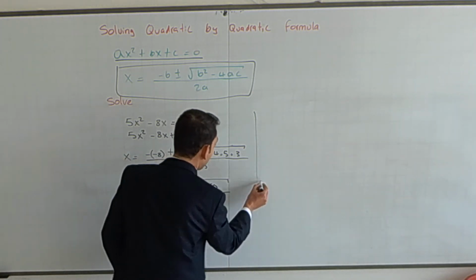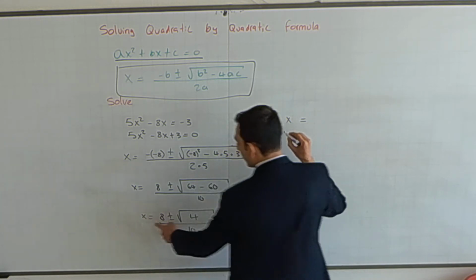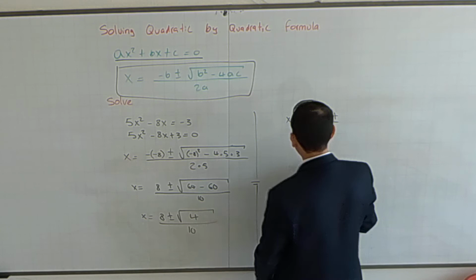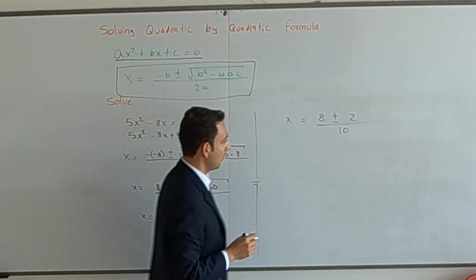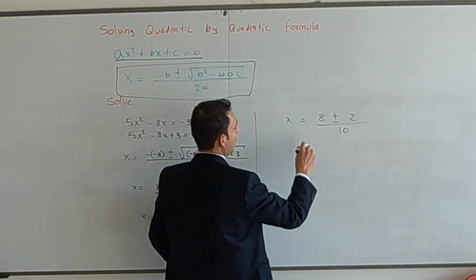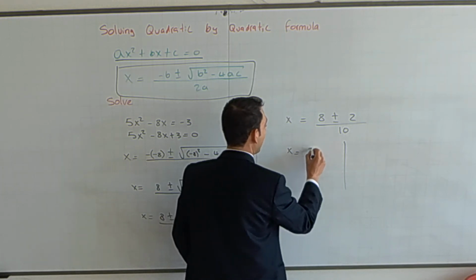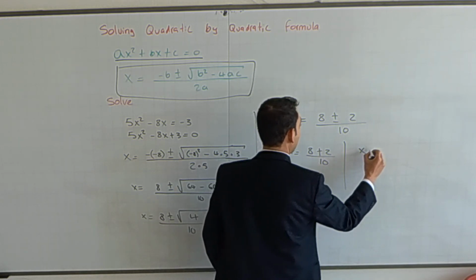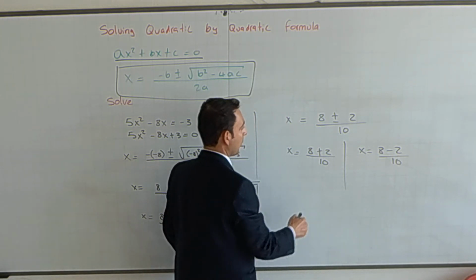Now let's continue in this part. Then x is going to be equal to 8 plus and minus the square root of 4, which is 2, and all of this divided by 10. Okay? Just continue the process. Now, here we have to analyze the two cases. Then x is equal to 8 plus 2 over 10, and here x is equal to 8 minus 2 divided by 10. Okay, we analyze the two cases.